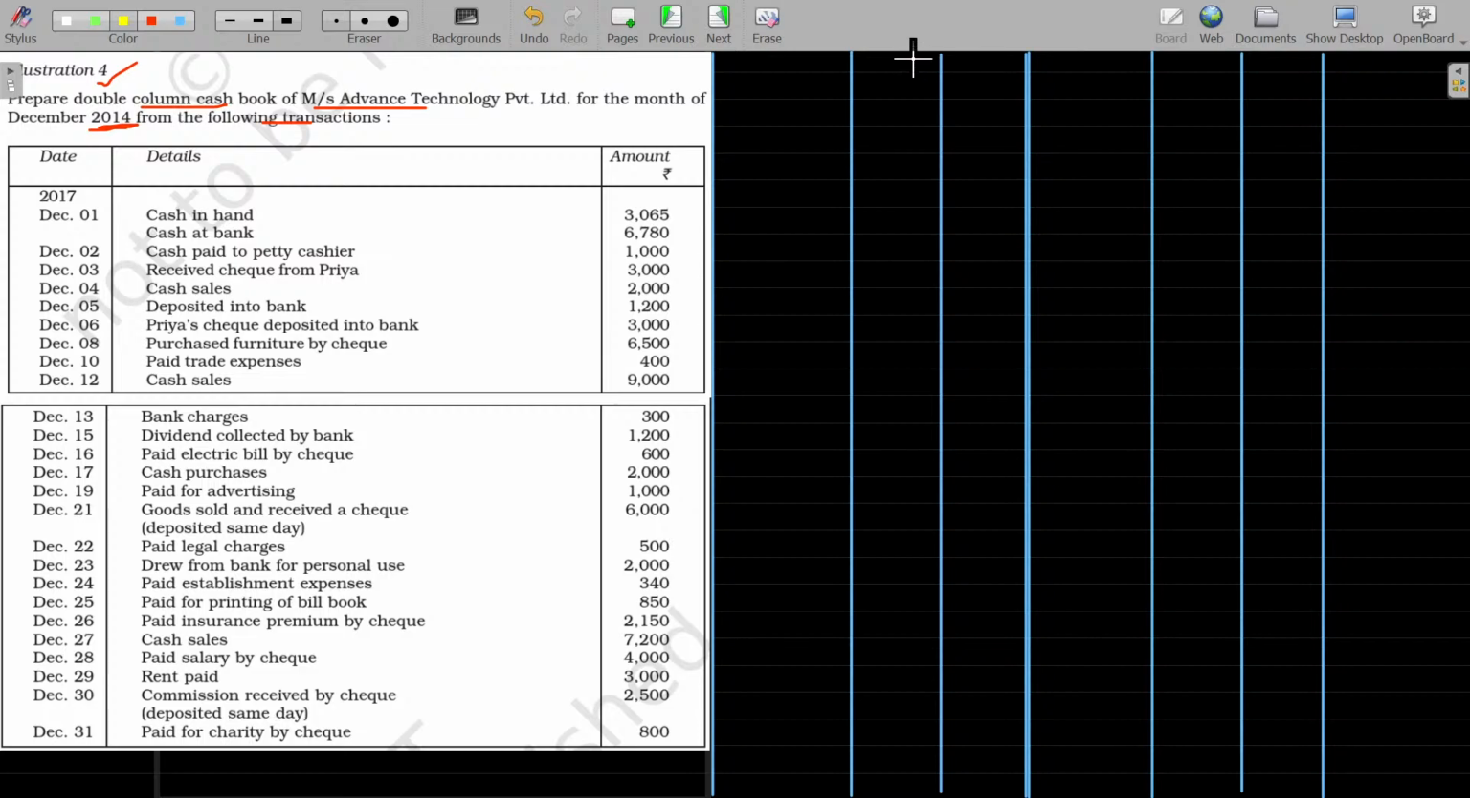So this is all about Messrs. Advanced Technology Limited. Receipt side and payment side. This is the cash column. This is the bank column.